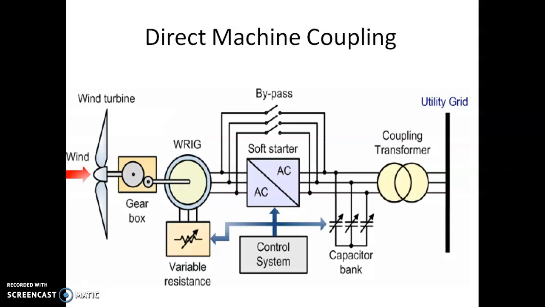So what is direct machine coupling? These are sources coupled directly to the grid that originally produce mechanical power, such as wind, hydropower or combined heat and power. They are very efficient at transferring mechanical power to electrical power without any intermediate stages. The choice of machine depends on the mechanical power supplied.